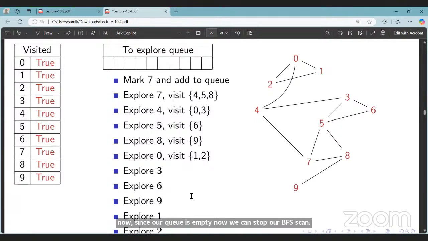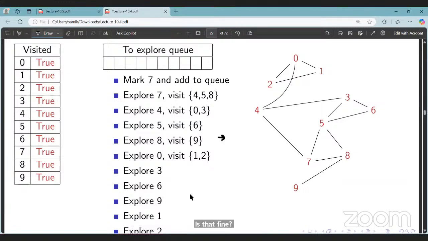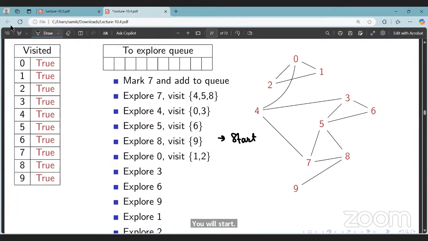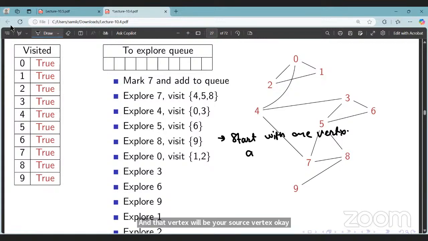Is that fine? So I'll repeat the steps we are doing. We start with a vertex. It can be any random vertex. I have chosen 7, but you can choose anything else. Start with one vertex, and that vertex will be your source vertex. Add that vertex into our queue.